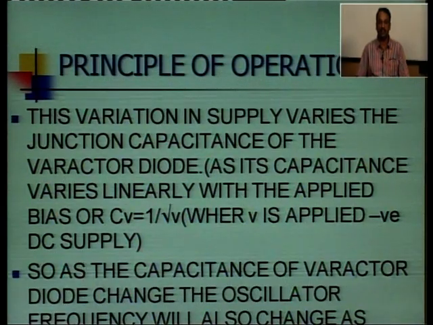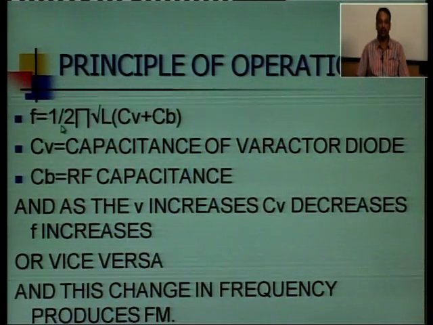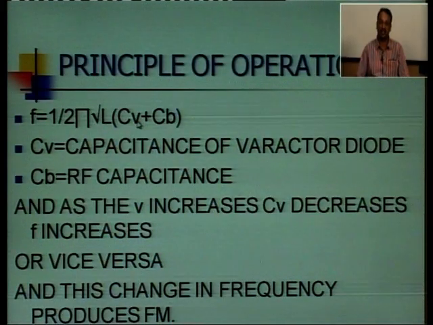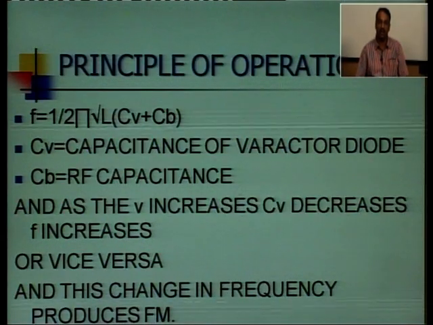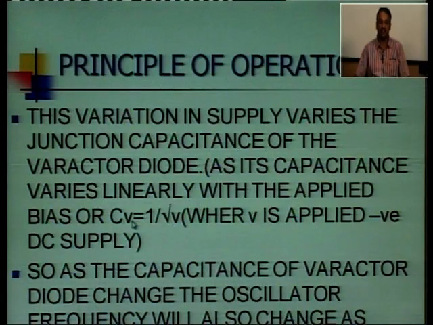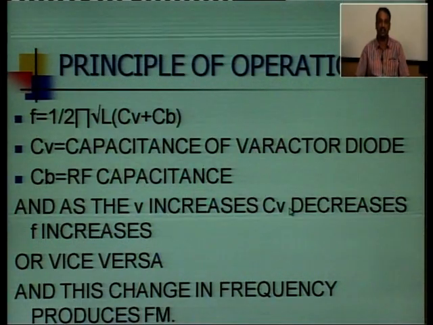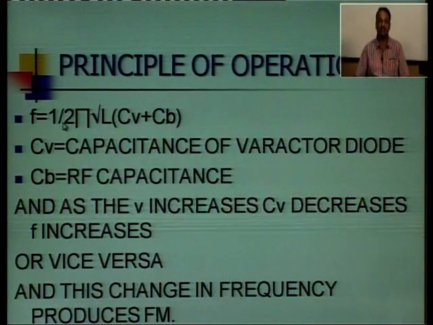So, as the capacitance of the varactor diode changes, the oscillator frequency will also change, as F = 1/(2π√(L·CV)). CV means the junction capacitance of the reverse biased varactor diode, and CB is the RF capacitance. So, according to this, as V, the applied reverse voltage, increases, the value of CV decreases and F increases; or as V decreases, CV increases, the capacitance of the varactor diode increases, and F decreases. This change in frequency produces FM.